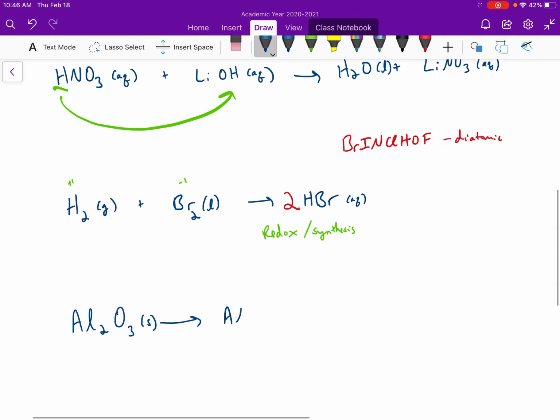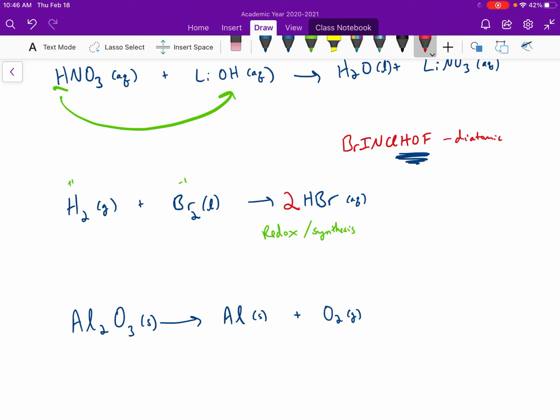So you got to ask yourself, can aluminum exist alone in its elemental form? And we should be saying yes, because it's a metal. So aluminum can just exist, aluminum. How does oxygen exist in its elemental form? O2, because of Brinkelhoff, right? So this is what it's going to turn into.